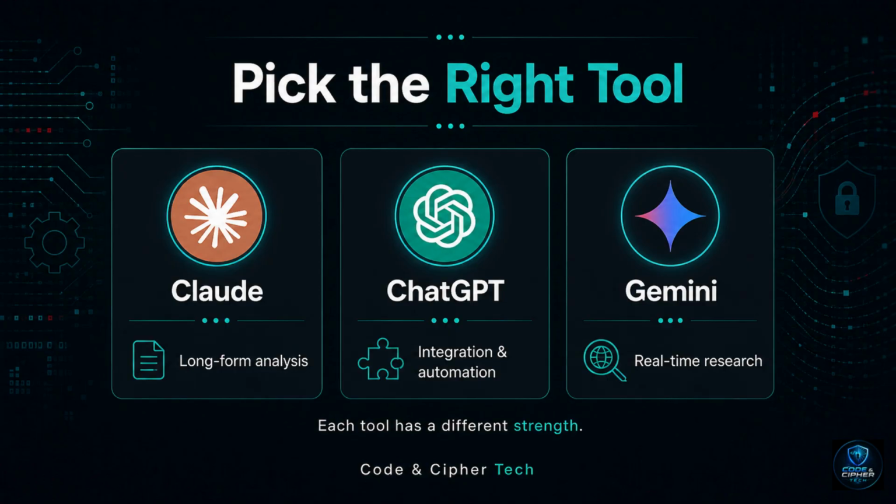ChatGPT is optimized for integration. GPT actions allow you to connect the model directly to your existing tools and APIs. If your primary use case is building automation workflows that interact with other systems, this is where you start.